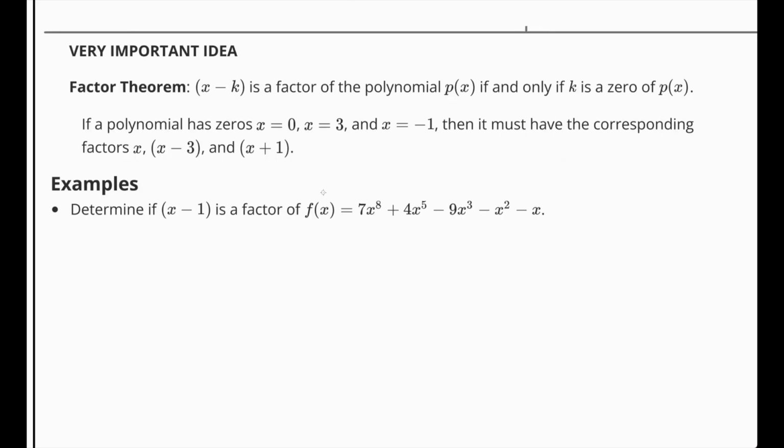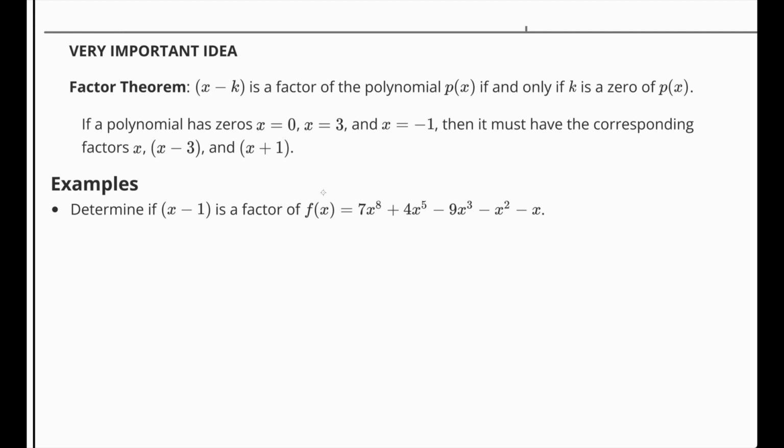Okay, very important idea: the factor theorem. x minus k is a factor of the polynomial p of x if and only if k is a 0 of p of x. So if you say k is 1 and you plug that into the polynomial, and you get a 0, that means that x minus 1 is a factor. So it's similar to the remainder theorem, only it's the remainder theorem where the remainder is 0. If the remainder is 0, then it's a factor. So we're going to use that idea for this problem.